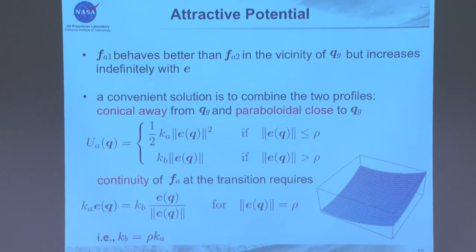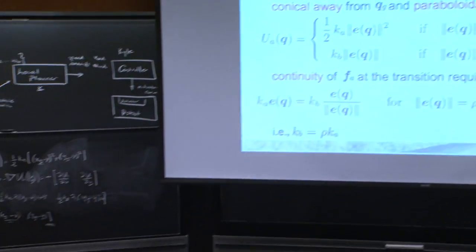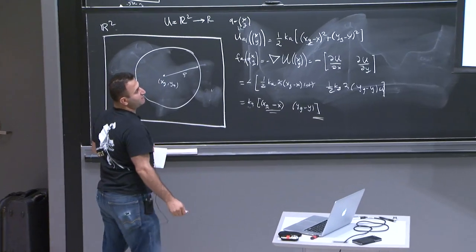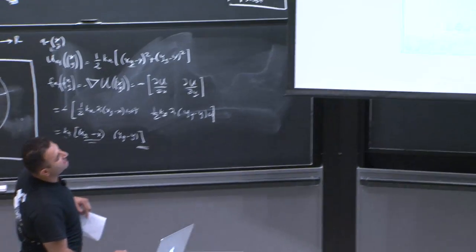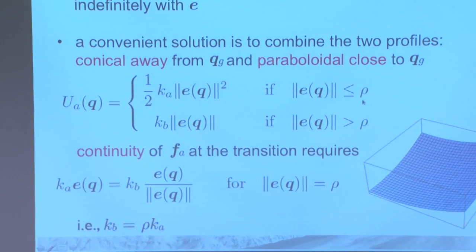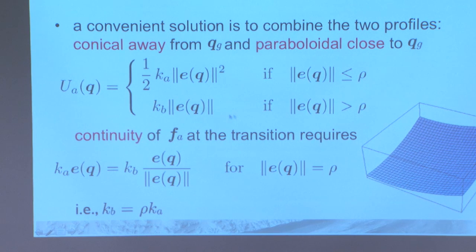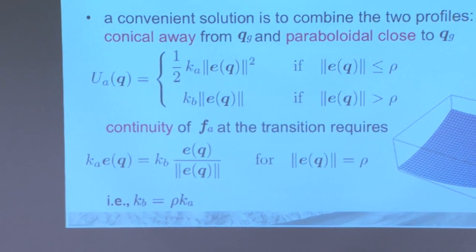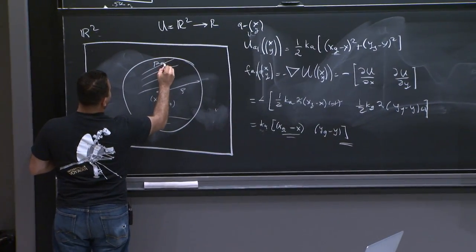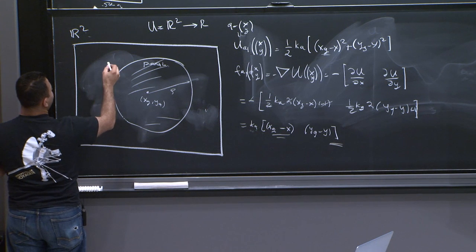So usually, what we do, you define a radius, and you say, if my error is within this radius, then I'm going to use this expression. Otherwise, I'm going to use this conical. So for all points here, you use the parabolic expression, and outside you use conical.